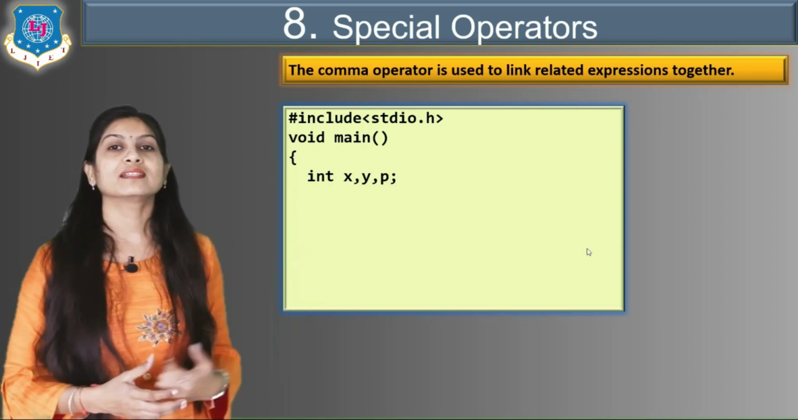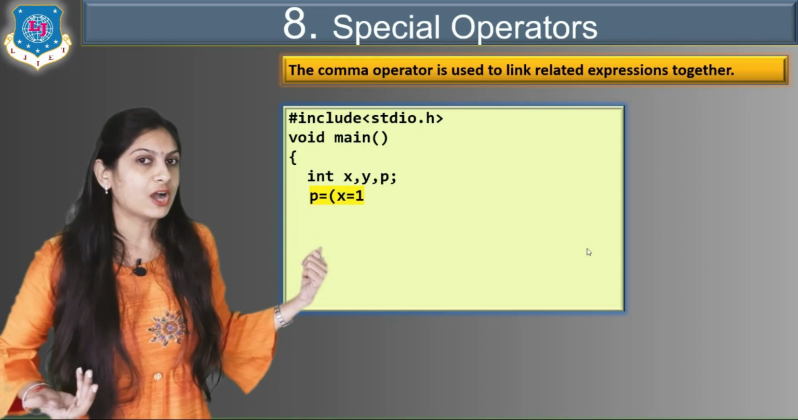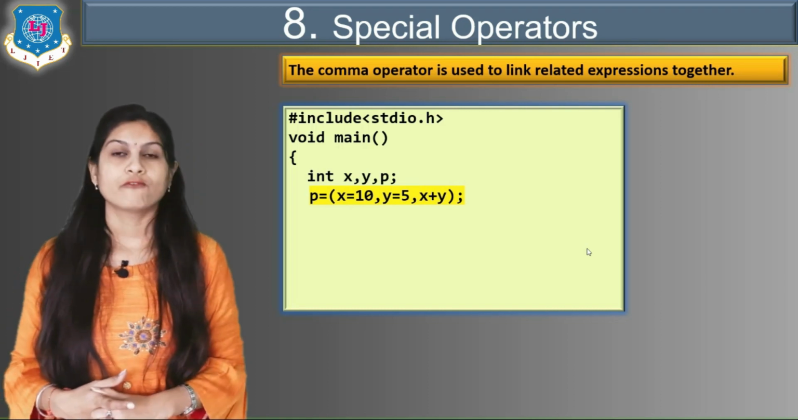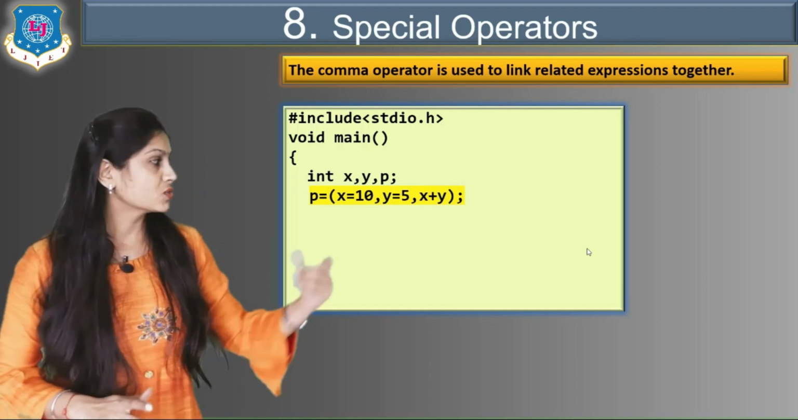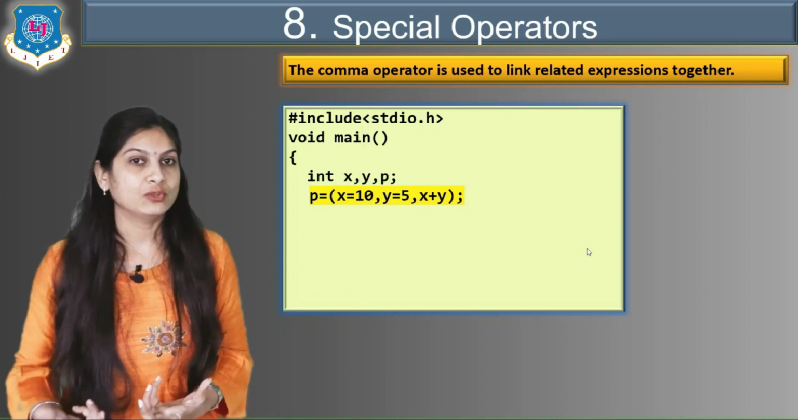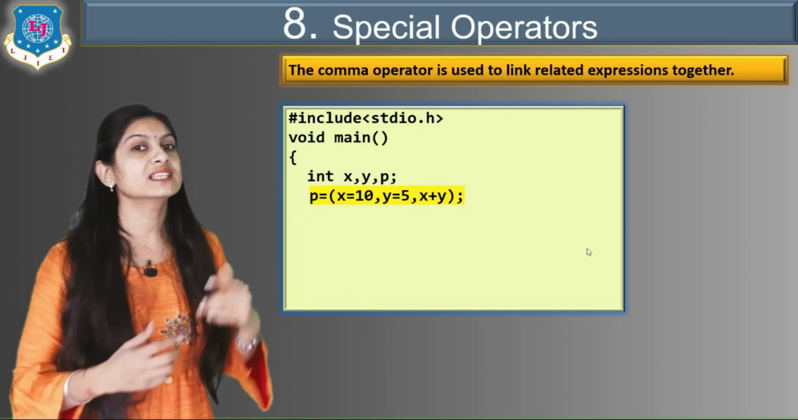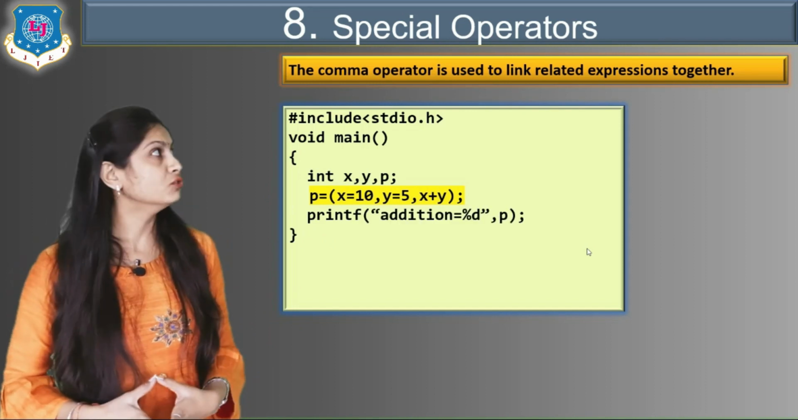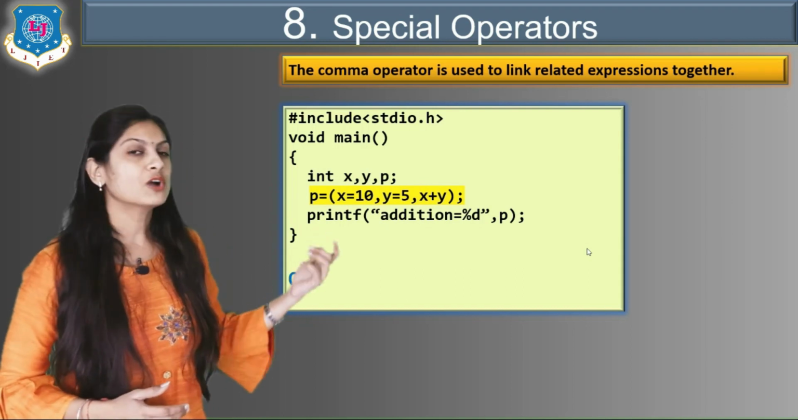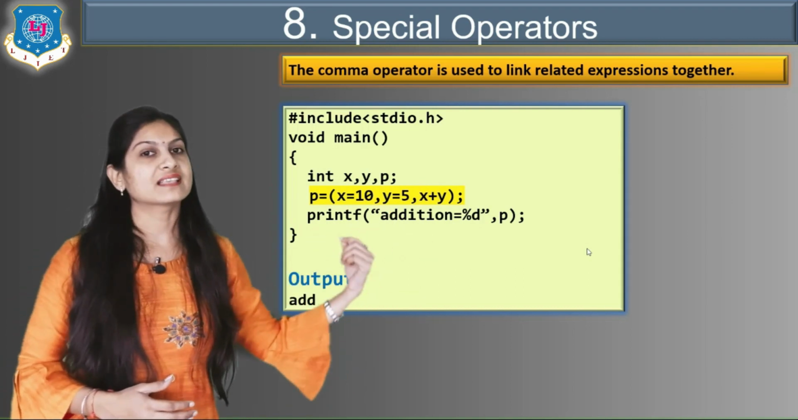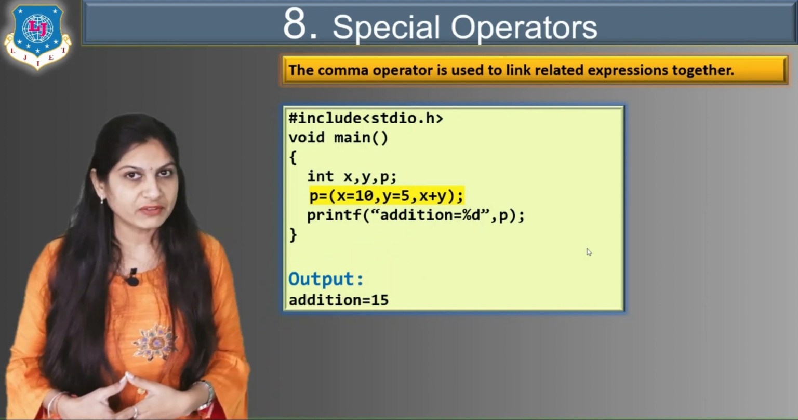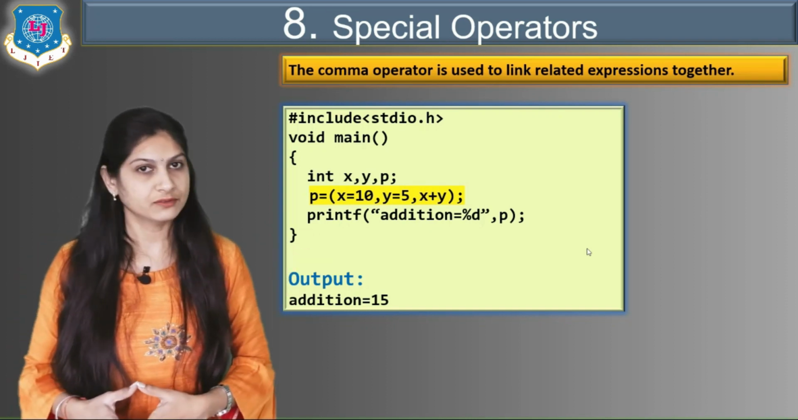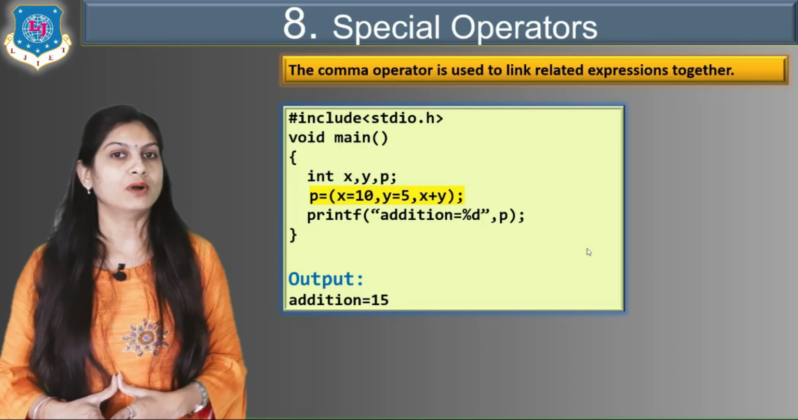How? Simply take the example, here p is nothing but our output variable, and p equals, in brackets we are taking x equals 10, y equals 5 and x plus y. So here the initialization, assigning the value, is not in the declaration part, but it is with the expressions. So this type of expression you can combine using the comma operator. So what is the output of it? x plus y means x is 10 and y is 5. So the answer is 15, that is stored in variable p, and simply print the answer, addition equals 15. So this is the use of the comma operator.